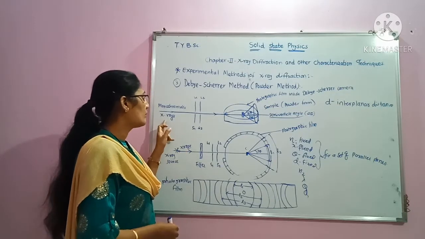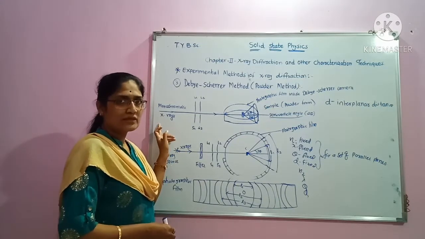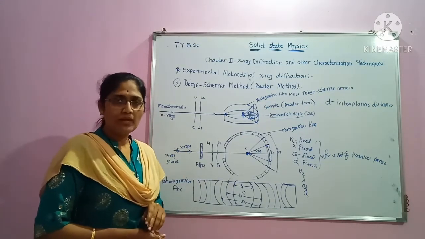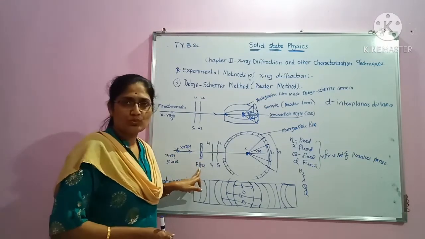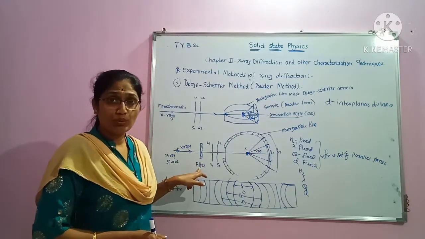In this method, the X-ray source will produce the X-ray beam. That X-ray beam is allowed to pass through a filter in order to make it monochromatic.